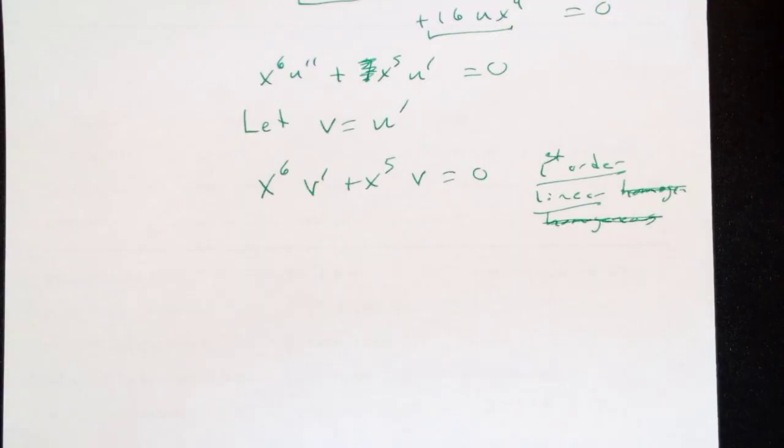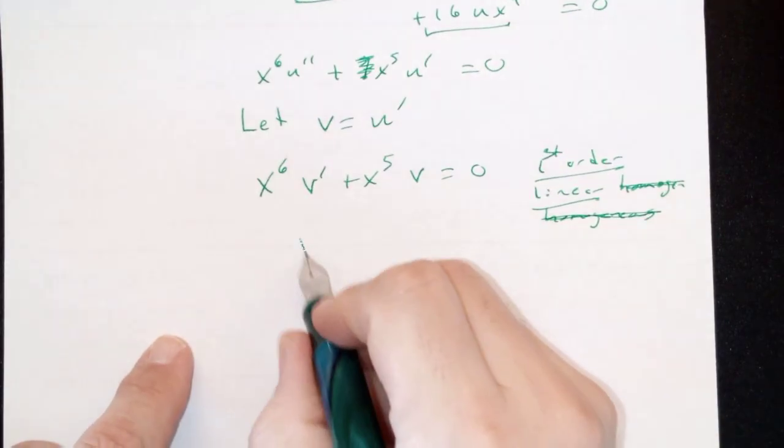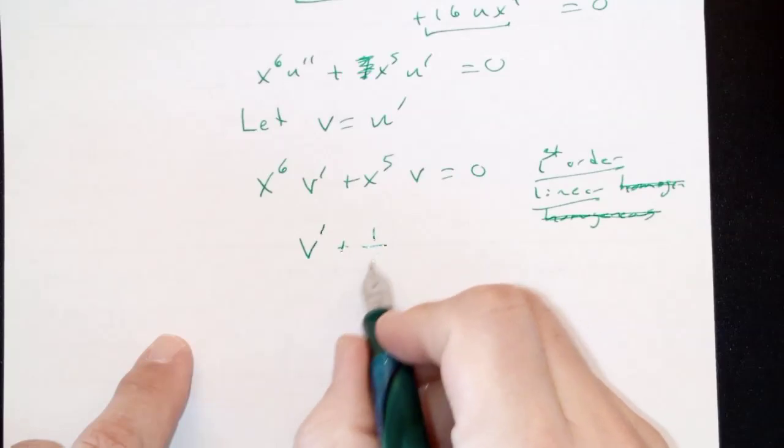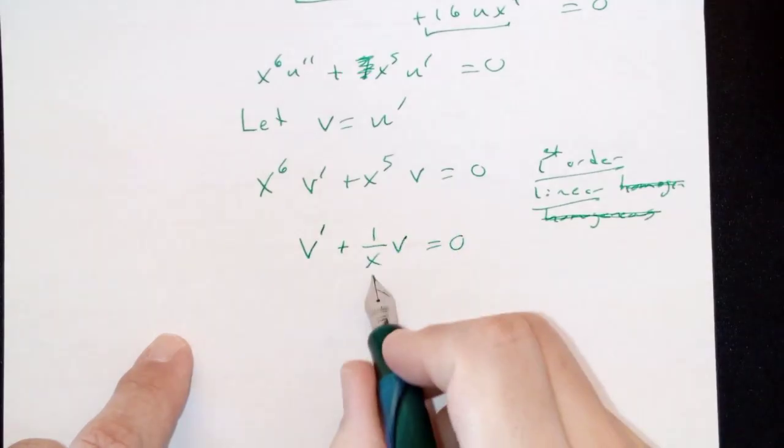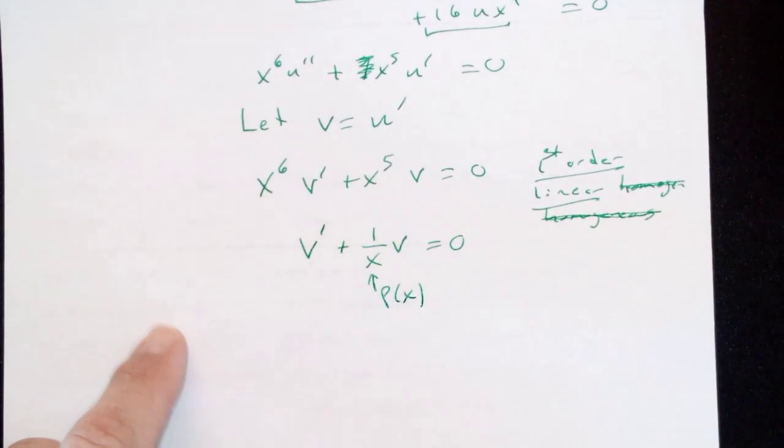I need an integrating factor. This is linear. Yes, linear, I need that. But in order to do that, I need the first derivative to be alone. So I divide everything by the x to the 6th. And there's my integrating factor set up.